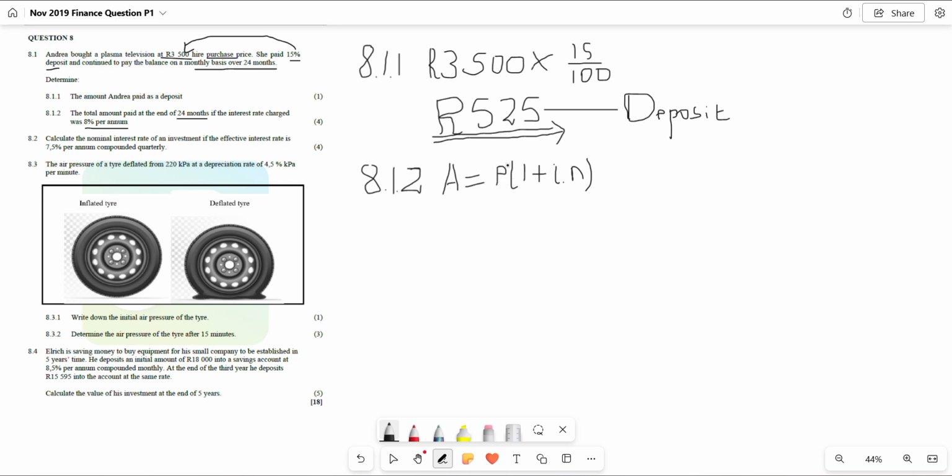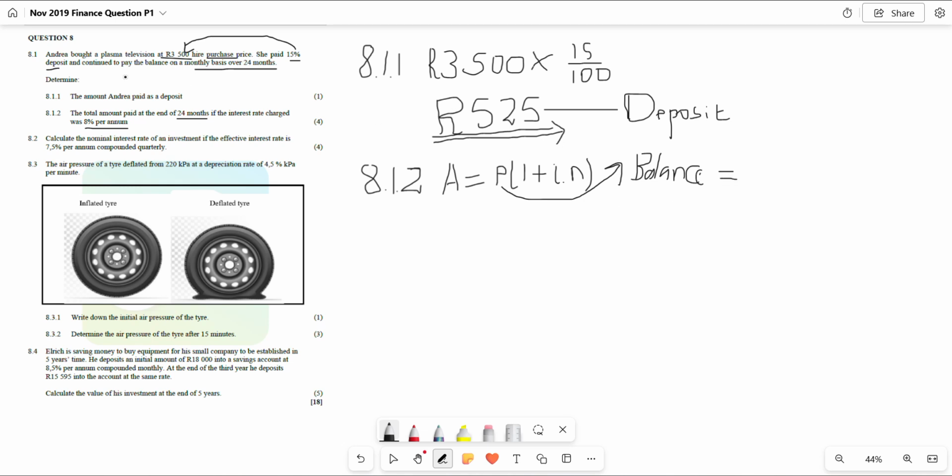In this case, P is the balance after we have paid a deposit. Now, how do you get the P? Remember, we have the deposit in rands. To get the balance, let me write that. The balance, which is the P, balance after you have paid a deposit. This is how you are going to get your balance. Balance will be equal to the cost of an item.